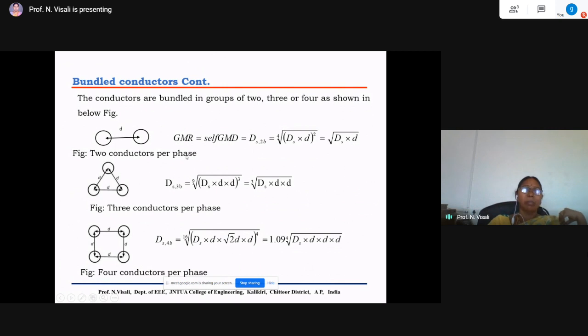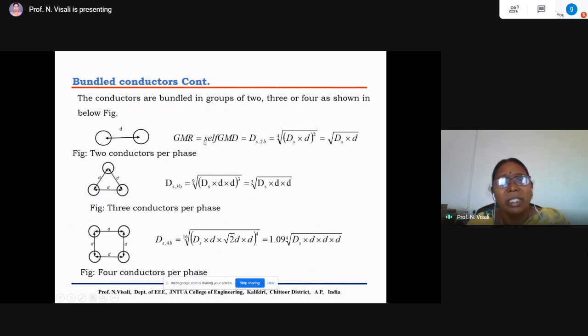So you will get that bundle conductors, and their calculations like GMR and GMD. We can already calculate these things. Maybe I will explain this later also. What is meant by GMR? Self GMD is nothing but the distance between these 2 conductors that we can calculate. The distance between these 2 conductors will be calculated, and you can find out what is the total distance.